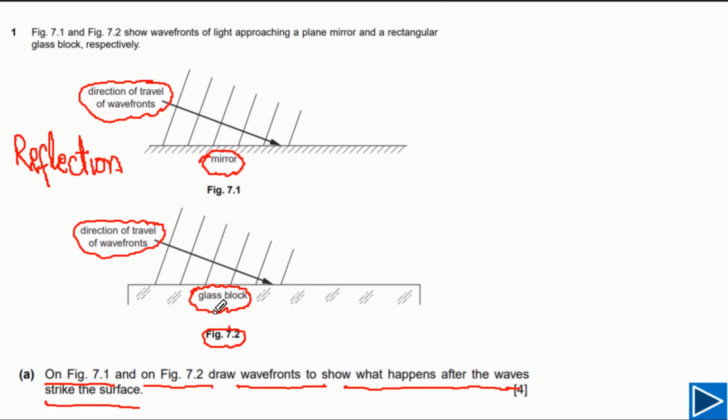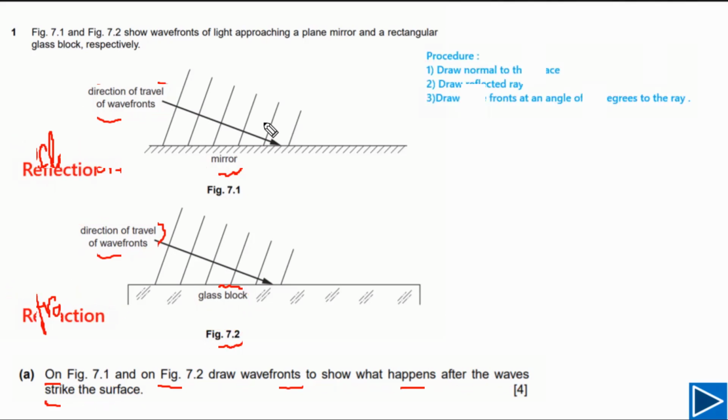But if you look at the second one, the second surface is glass block. In this case, wavefront will be refracted. So this is example of refraction. First of all, let's try to draw reflected wavefronts on figure 7.1. In order to draw reflected wavefronts, we will follow these steps.